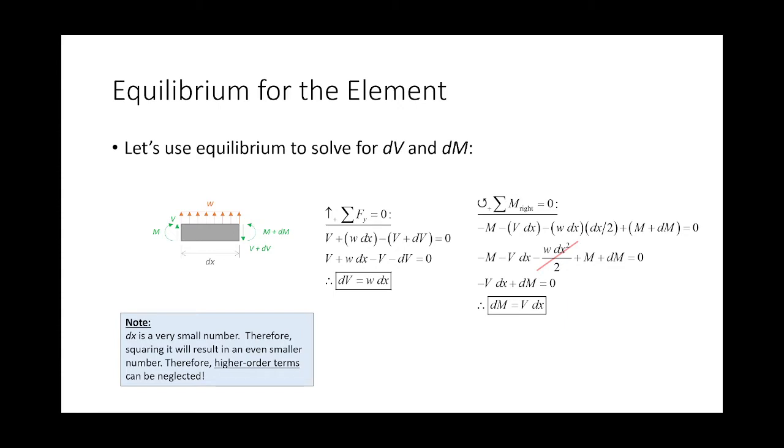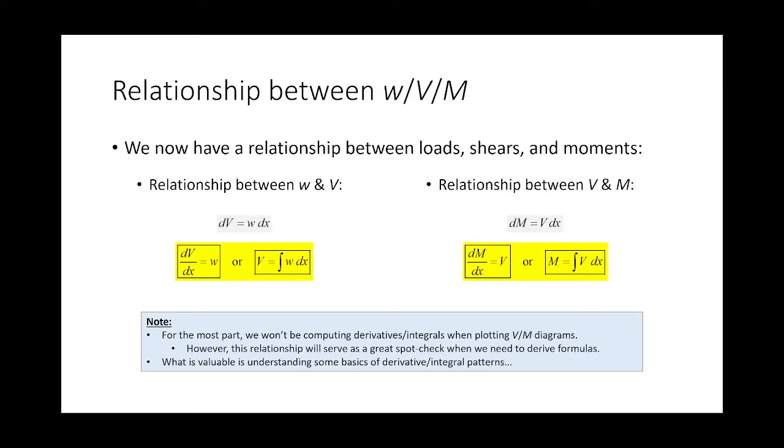A really small number. So I propose that whenever you have these higher order terms, dx squared, we can cancel them. So go through and chug out my algebra, and I get this. These are some very, very simple but effective calculus relationships. I propose that the relationship between load and shear is that the derivative of shear with respect to x equals the load. Or if I have my loads and I integrate them, I will get the shear diagram. Likewise, if I have the shear diagram and I integrate that, I will get the moment diagram.